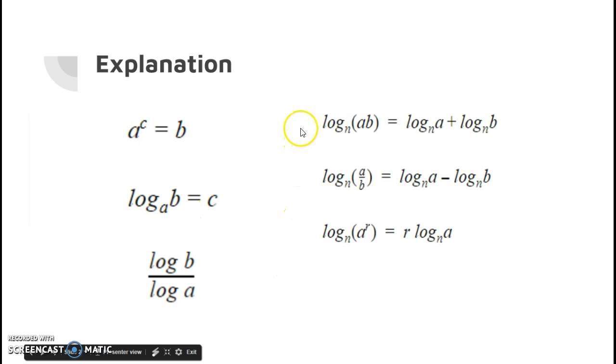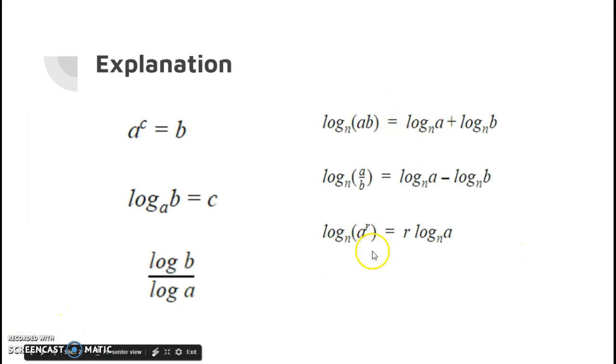Now, moving on to the laws of logarithm, this right here, log base n of ab is the same as log base n of a plus log base n of b. Second, we have log base n of a over b is the same as log base n of a minus log base n of b. Lastly, we have log base n of a raised to the power of r is the same as r log base n of a.